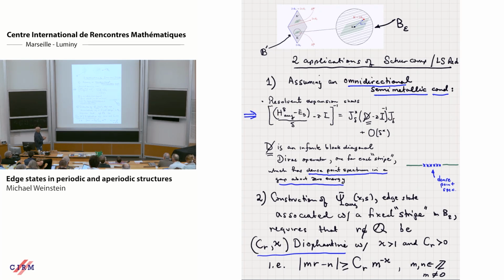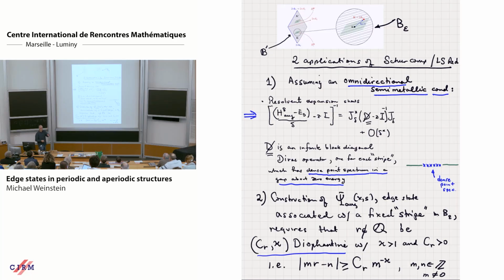where now the Dirac operator that appears here is an infinite block diagonal Dirac operator which has discrete spectrum, and each one has discrete spectrum in its gap, and each Dirac operator corresponds to one of these stripes that passes through a small neighborhood. So this block diagonal operator has dense point spectrum, actually, in a spectral gap which is common to all of the Dirac operators. And then one has to make a further reduction to a single stripe.